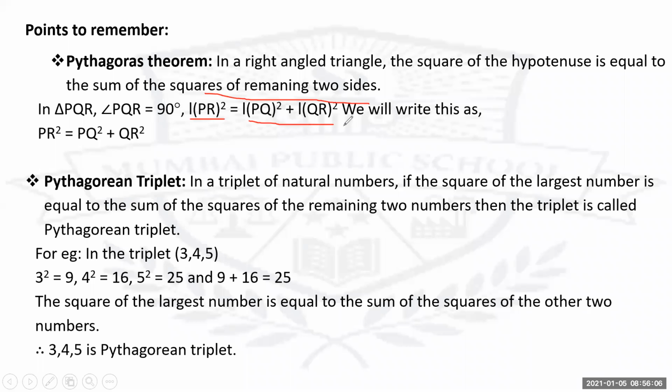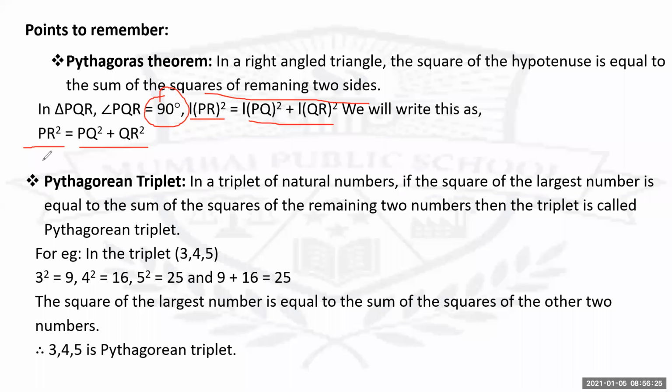Now for example, if you are considering triangle PQR where angle Q is 90 degrees, you'll get PR square equals PQ square plus QR square. Is this clear till here?